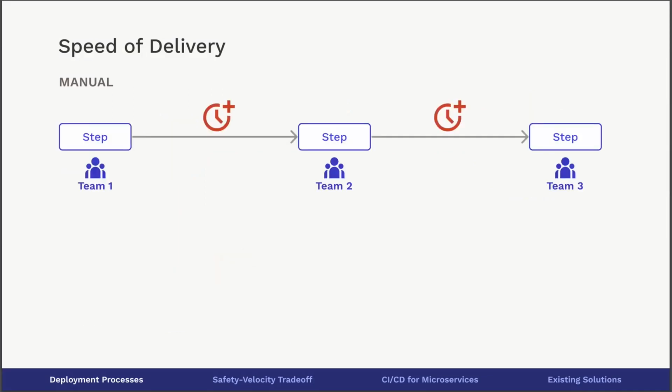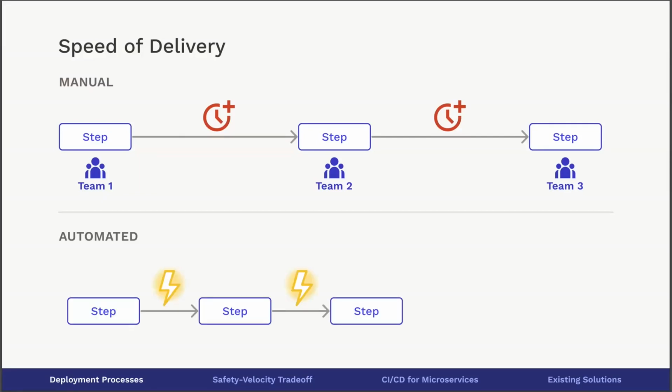And even once the deployment process starts, manual deployment processes experience delays between steps themselves. This effect is amplified further if those different steps are being carried out by different teams that must coordinate to carry everything out in the correct sequence. However, in an automated deployment process, when one step finishes, the next one usually starts immediately.